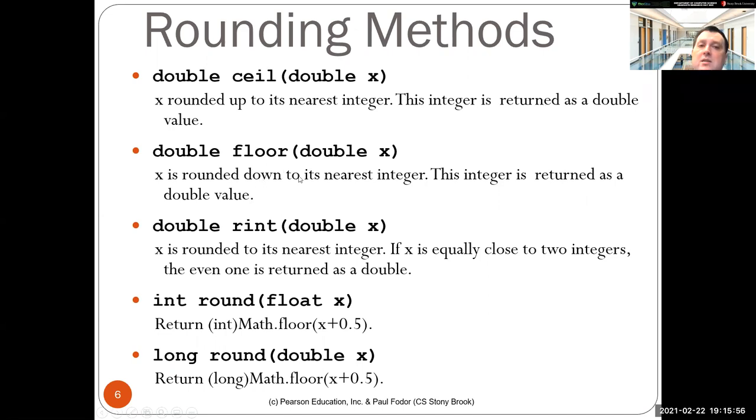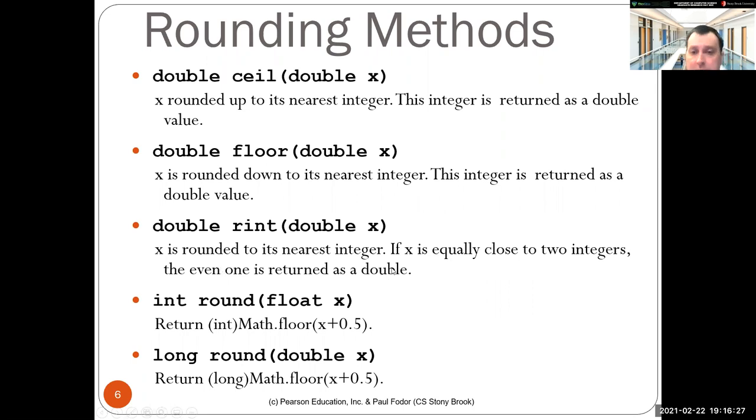Floor rounds x down to its nearest integer. So floor of 2.3 is 2.0. Floor of 2 is 2.0. And rint returns basically the nearest integer. If you are really on the integer, it returns it. If x is equally close to two integers, the even one is always returned.